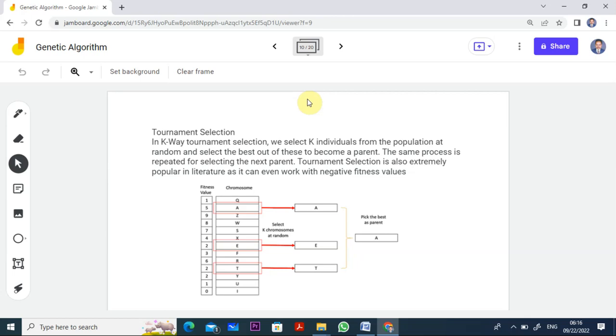Another way is the tournament selection. In tournament selection, we conduct a tournament, like a football match or a cricket match. We say it like this. Suppose in K-way tournament selection, we select K individuals, say A, B, C, D, numbered 1, 2, 3, 4. Suppose here K is equal to 3. I select A, I select E, I select T.